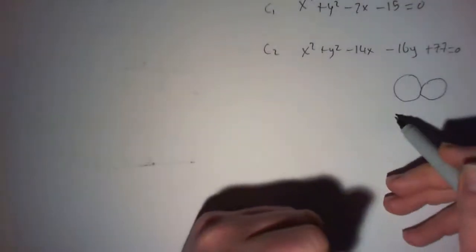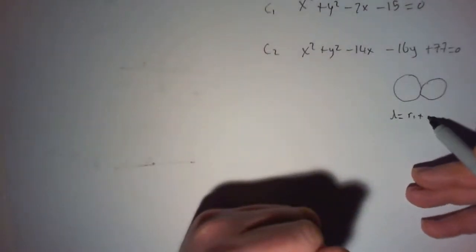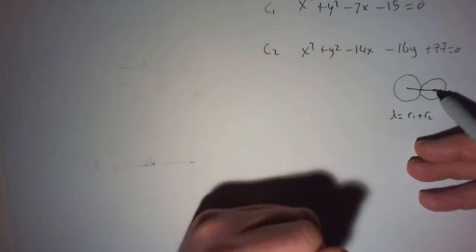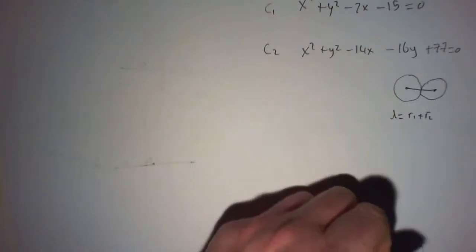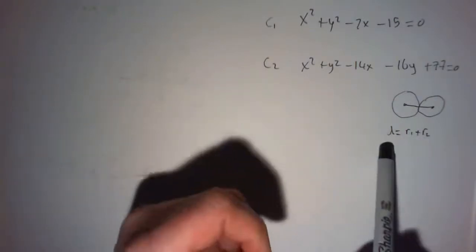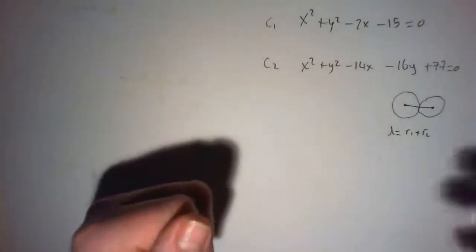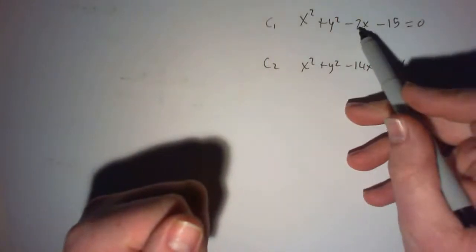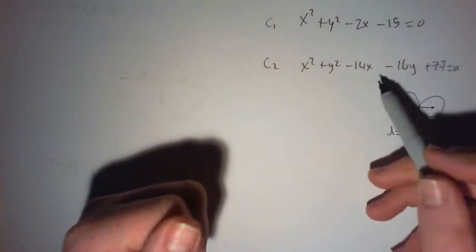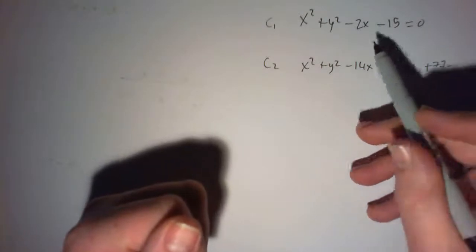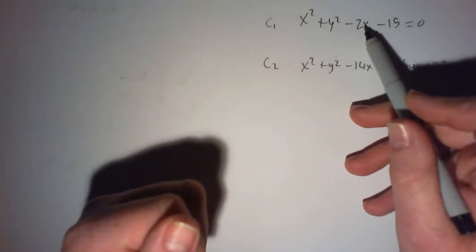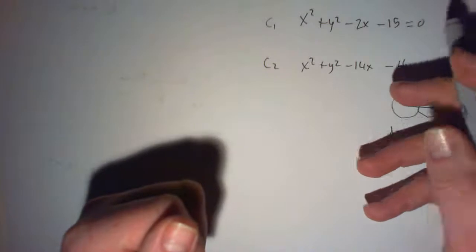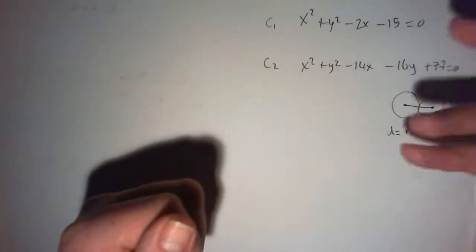If they're kissing each other, then the distance between the centers is going to be equal to R1 plus R2. So that's what we have to prove. We'll start with the very basics. Let's find the distance. How do we find the distance? We find the distance by getting the centers. How do we find the centers? Well, it's half the x and y coefficients and change the signs. So half of minus 2 is minus 1, change the sign and it's a positive 1. There's no y value.